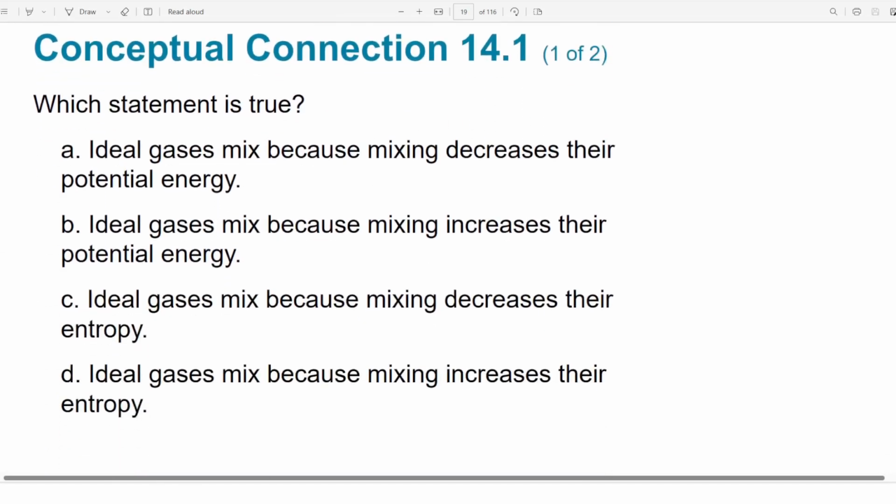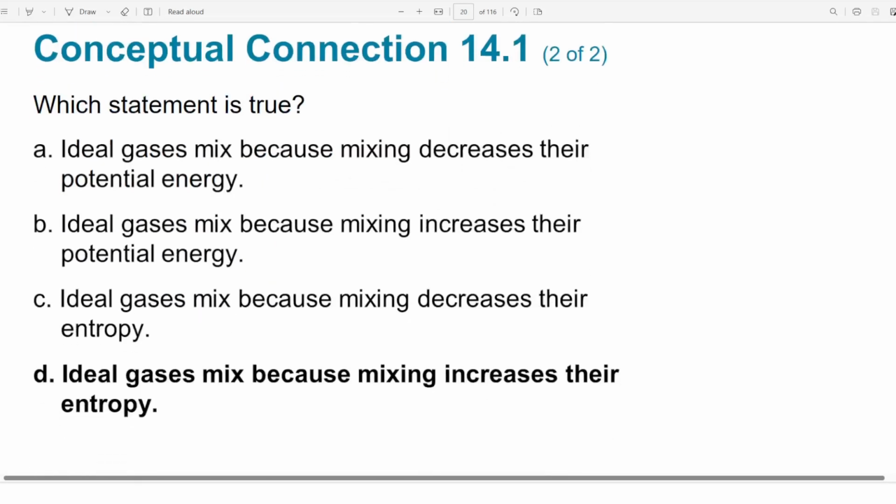Which statement is true? Ideal gases mix because mixing decreases their potential energy, increases their potential energy, decreases their entropy, or increases their entropy. D. Ideal gases mix because mixing increases their entropy.